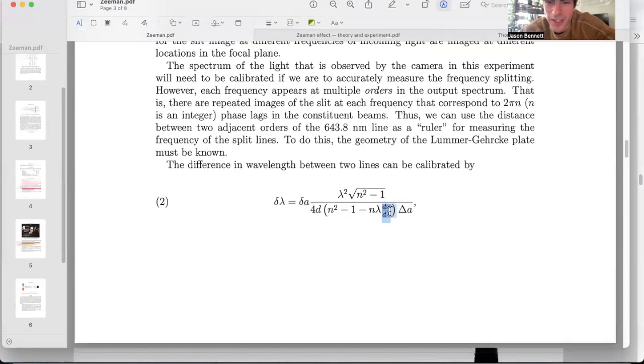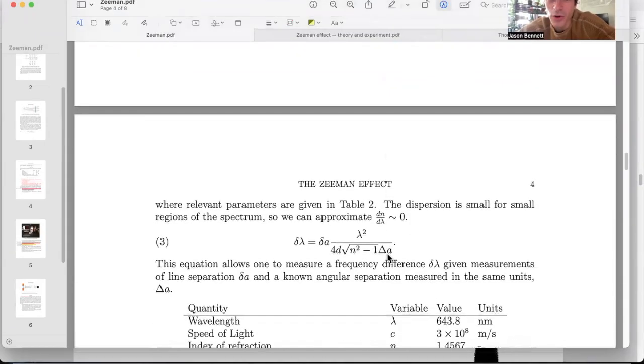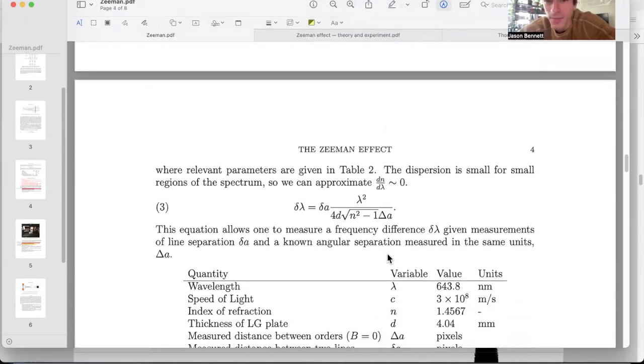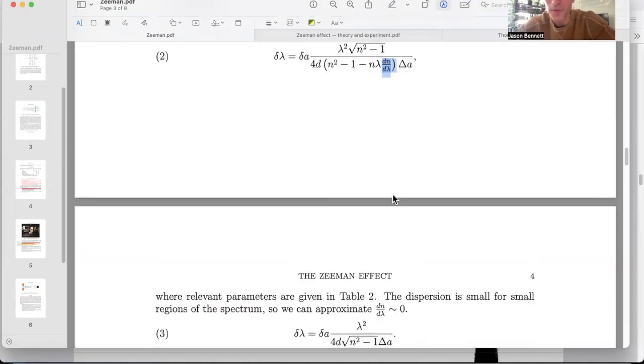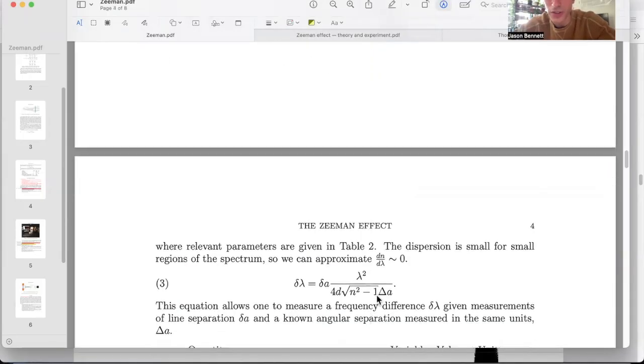This term right here is called dispersion, which we are not going to be dealing with because we're measuring things so locally. I'll show you in the experiment part of the video, but we're measuring not across the entire LG plate, but very, very small. So dispersion is not something we have to deal with. We're just going to set that to zero so that this equation reduces a little bit.